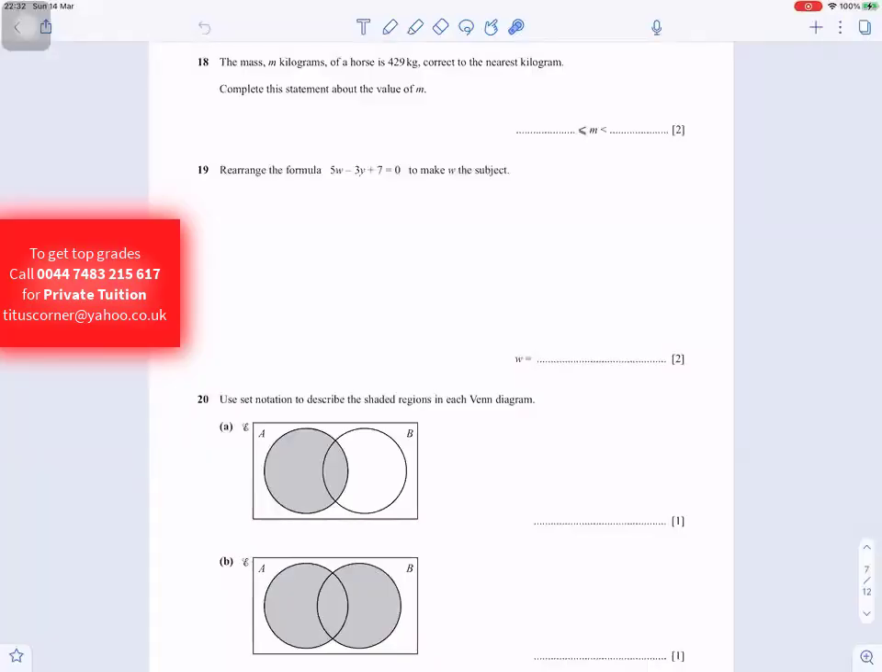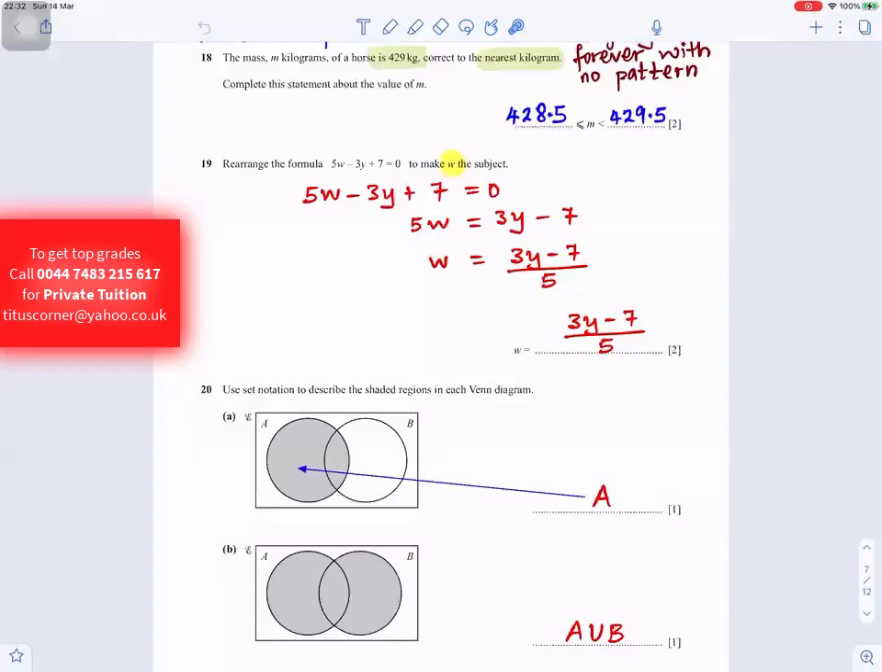Question numbers 18, 19, and 20. Question 18. The mass m kilograms of a horse is 429 kilograms, correct to the nearest kilogram. Complete the statement about the value of m which represents the mass. So the smallest mass could be 428.5 because you can round that up to 429. And it has to be less than 429.5. So it could be 429.4999 because you can round that down to 429. So notice there's a less than there, and on this side is a less than or equal to.